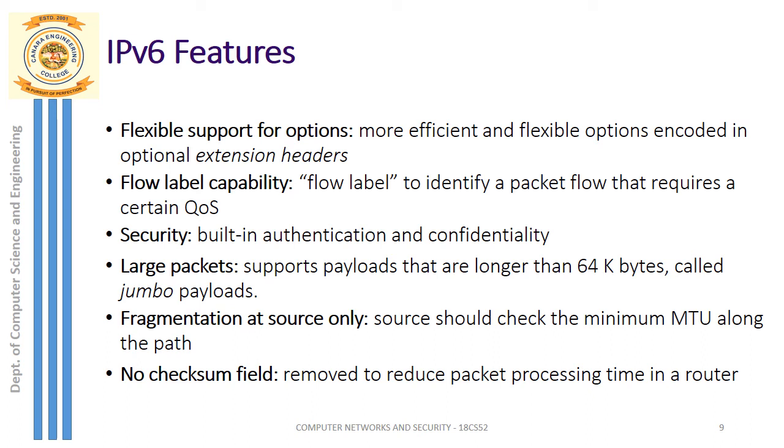The last feature of IPv6 is that there is no checksum field. If you observe the IPv6 header, there is no checksum field. It is removed so that we can reduce the packet processing time in a router, because error detection and correction is already provided in the transport layer. That is why this feature is removed from IPv6. So these are some of the important IPv6 features.